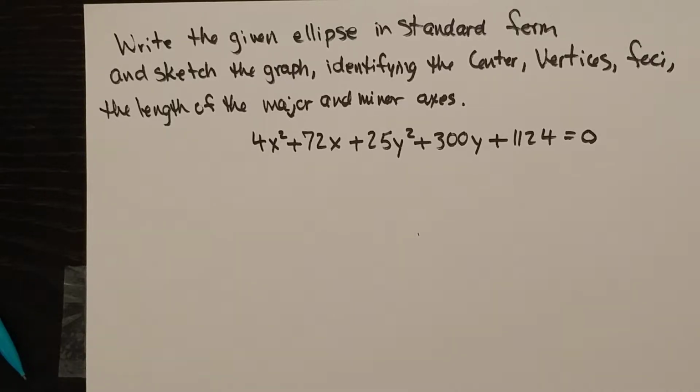But the deal with this one is it's not in standard form, and so we have to use the method of completing the square to get it in standard form. So this is the equation we've been given. We have to work on that to get it in better shape.